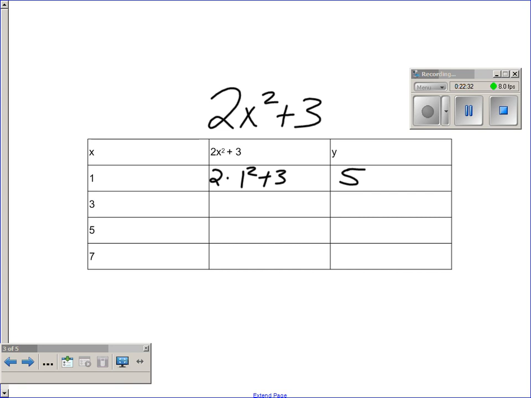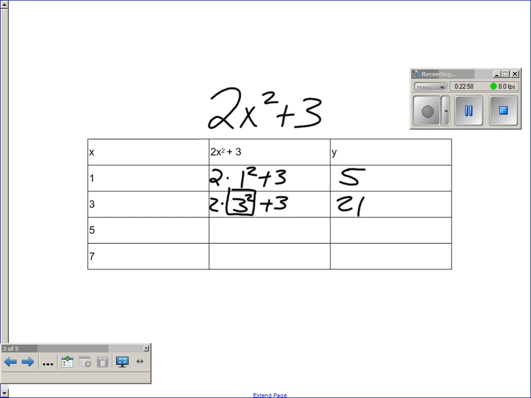So what is 3 squared? What's 3 squared? 9. 9 times 2 is? 9 times 2 is 18. 18 plus 3 is? 21. Remember, this part must come first. Okay? 5 squared.